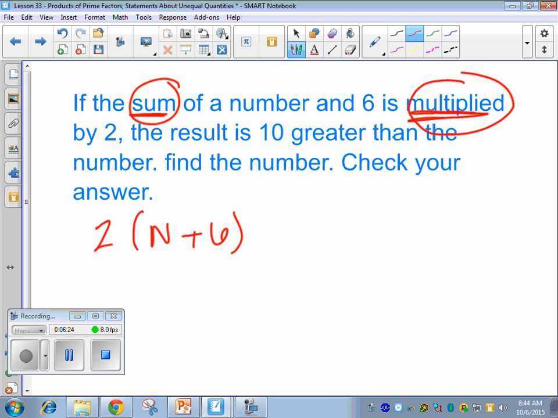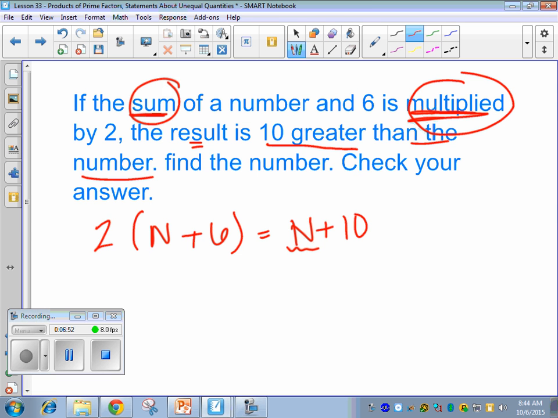You got the rest of it, Isaac? Equals n plus 10. Yeah. So again, I have one of these greater than things. The result is 10 greater than the number. So since I saw 10 greater than, I would leave myself a space and write plus 10, and then it says just the number. So I did n. And here, our equals word is result. Result gave us that equals.